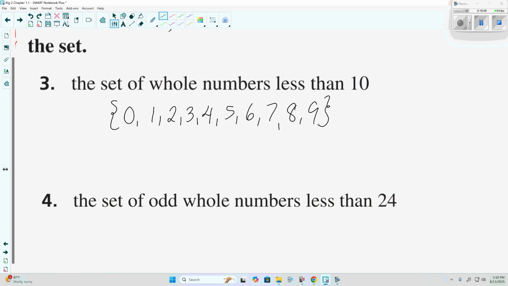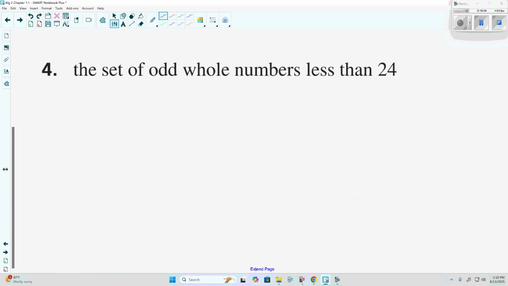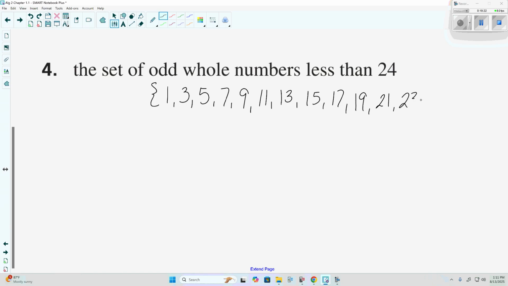How about the next one? Set of odd whole numbers less than 24. What would our first one be? 1. Then 3, 5, 7, 9, 11, 13, 15, 17, 19, 21, 23.